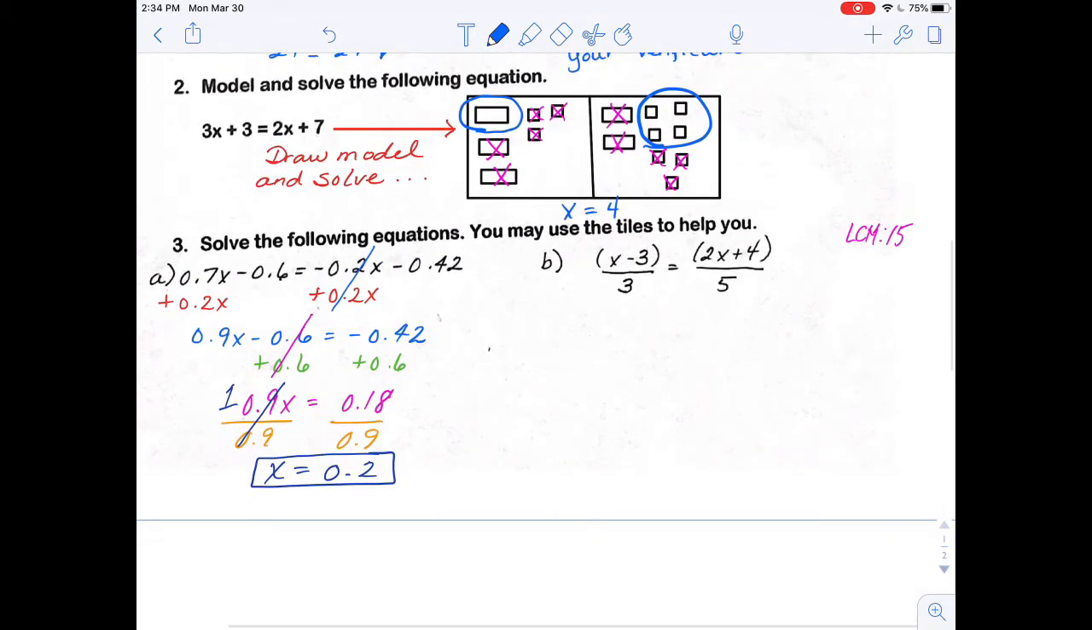Now for number 3, you can see I've done the solving action. It says you can use tiles if you want. So number 1, I've done all my solving actions. You can see what the answer is and how I did that. You should be able to do that on your own. But for B, I want to go ahead and look at that as if we were getting rid of our denominators. We're clearing those denominators first. So LCM of those 2 denominators is 15. So I'm going to multiply both sides by 15.